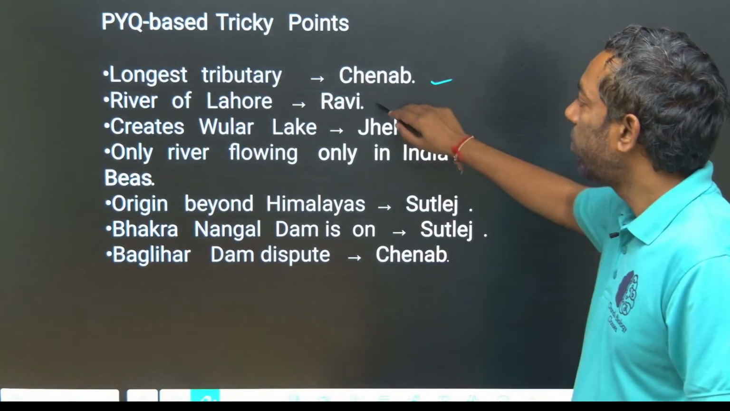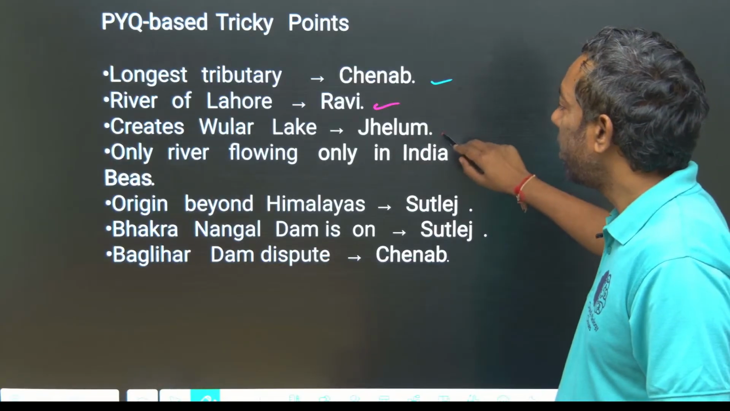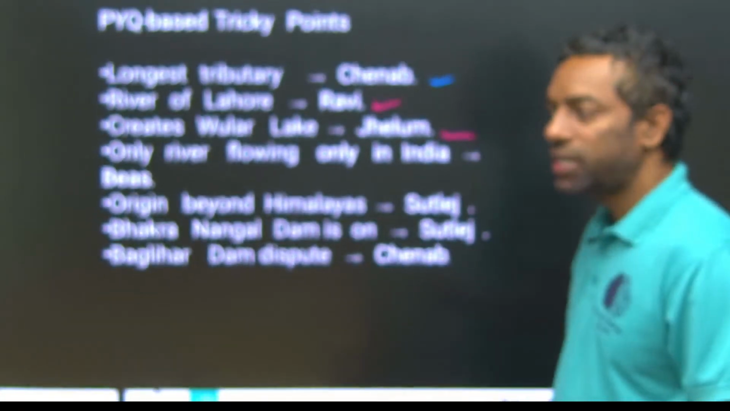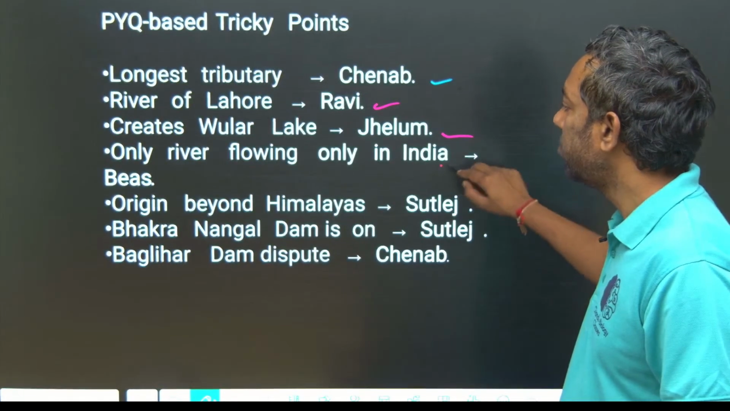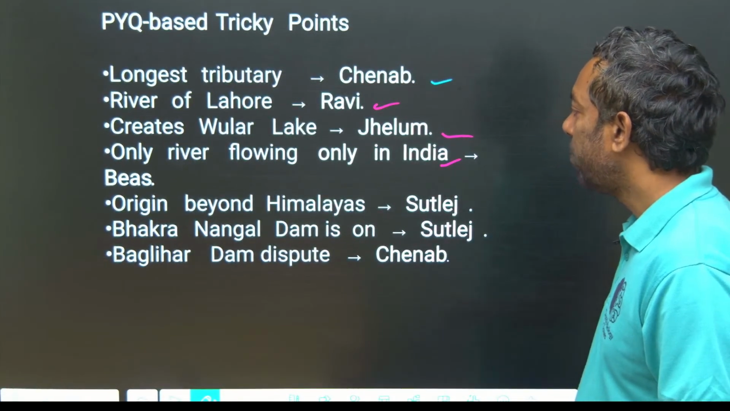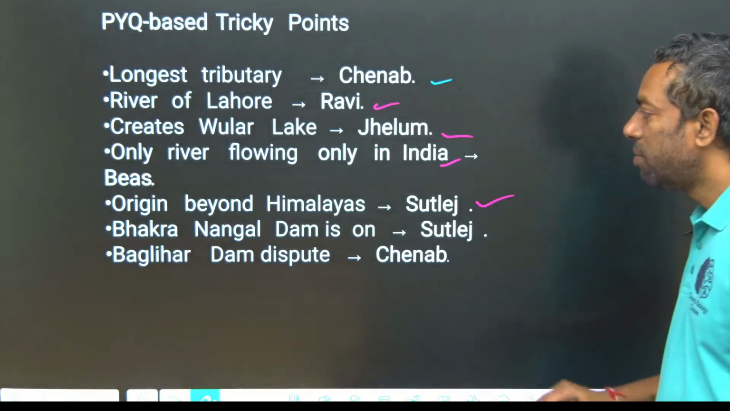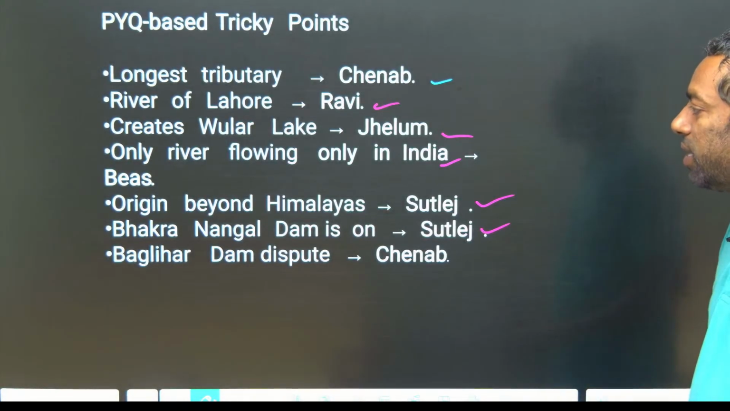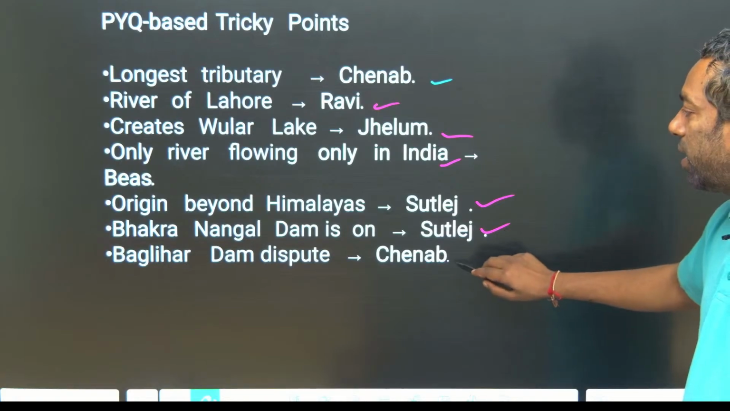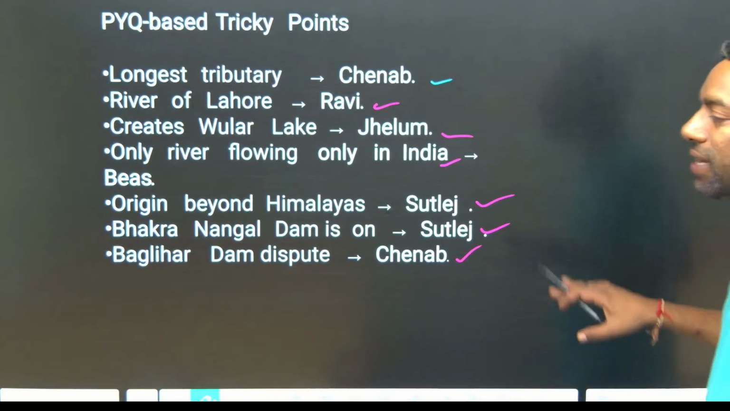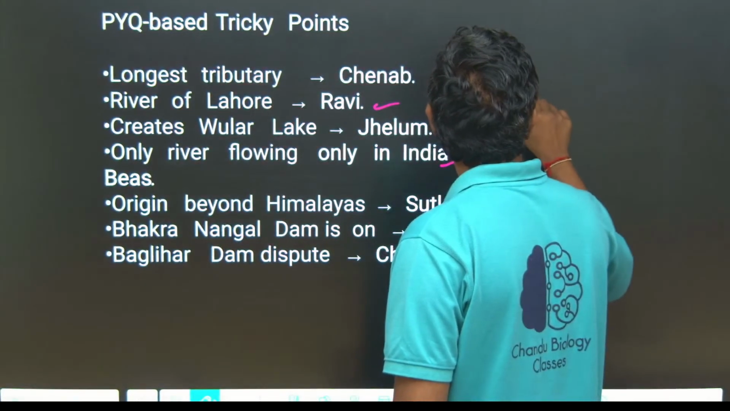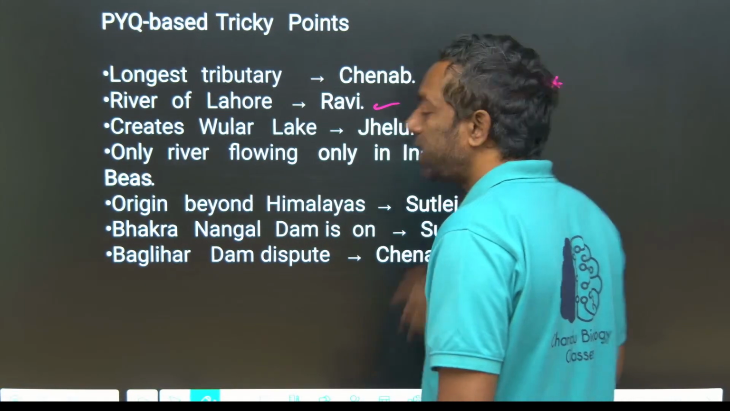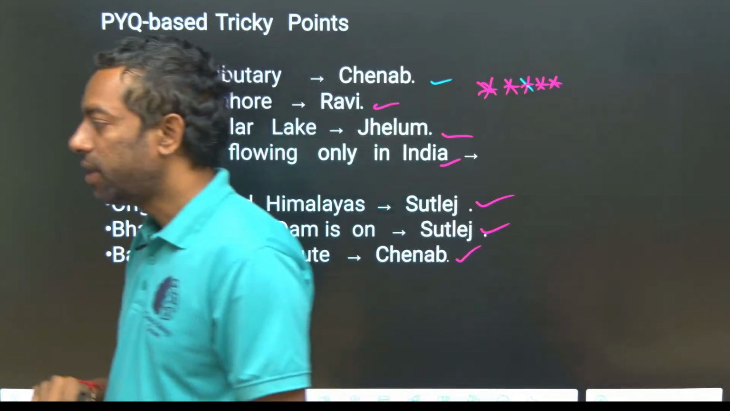The river of Lahore is Ravi. The river that creates Wular Lake is Jhelum. The only river flowing in India is Beas. Origin behind the Himalayas is Satluj. Bakra Nangal project dam is on Satluj. Baglihar dam dispute is Chenab. This is the most important point from the exam point of view, guys. Most important for exam, 5-star important.